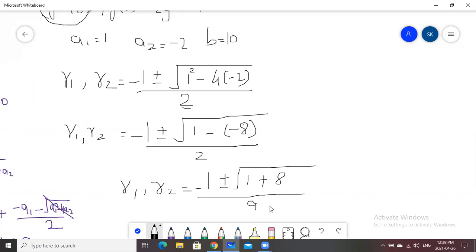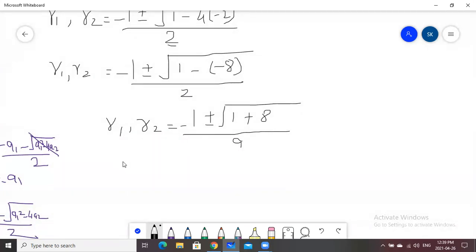As it is clear now, the solution is possible over here. Therefore, R1, R2 is equal to minus 1 plus minus the square root of 9, the whole divided by 2. Over here we will have 2.